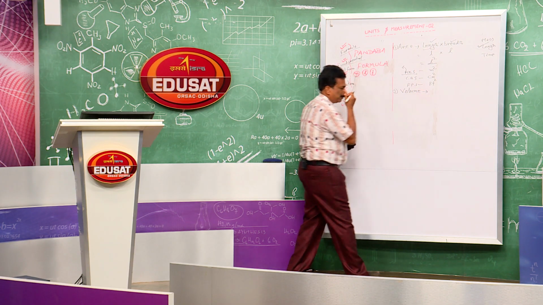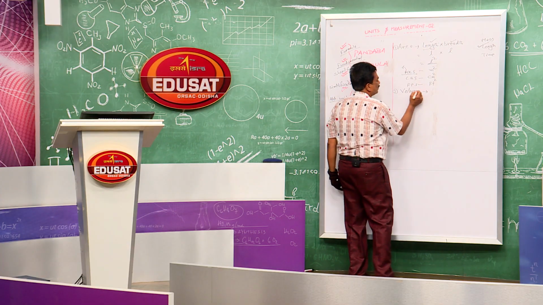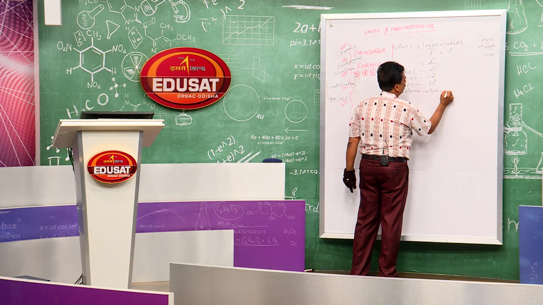Second one is the volume. You go through the 5 steps. First one is the formula. What is the formula for the volume? This is the most fundamental formula.